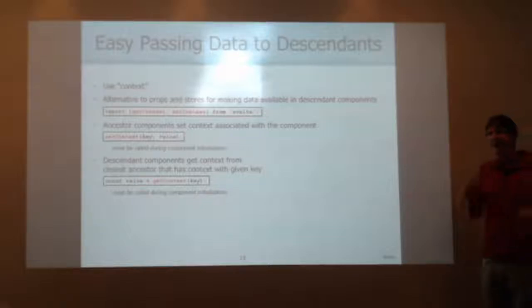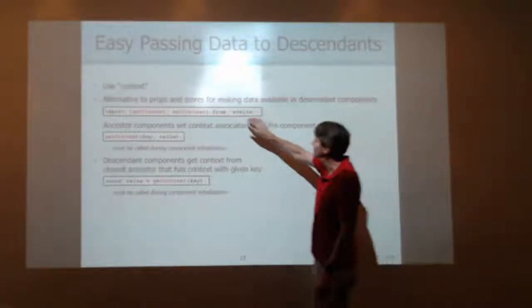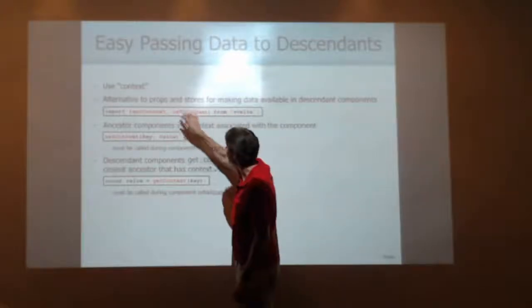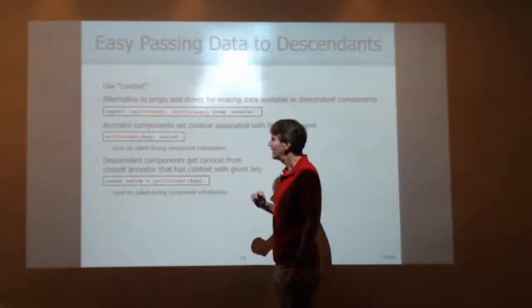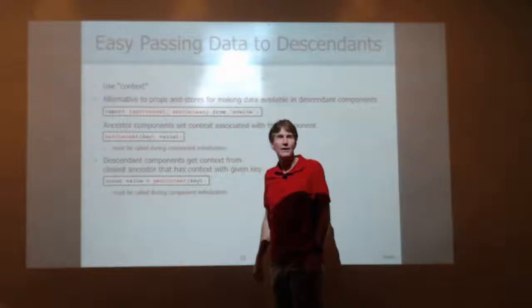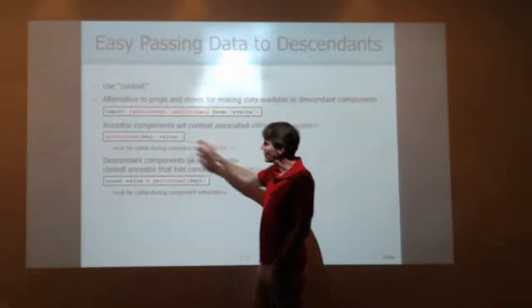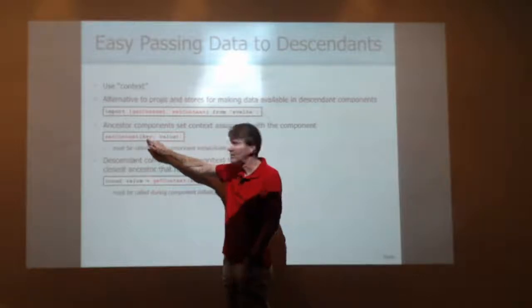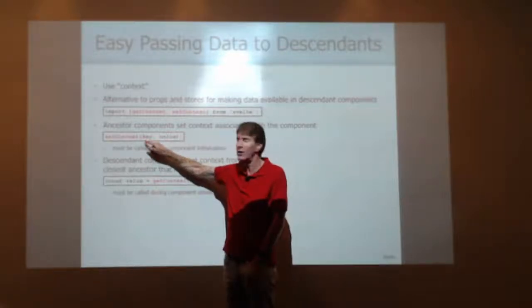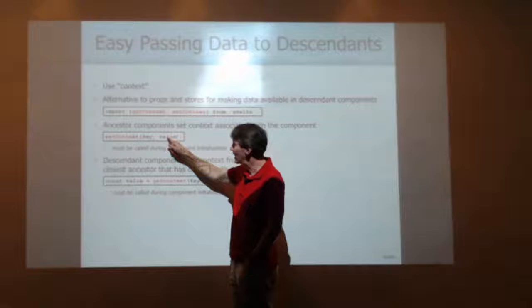Really easy to pass data from some component down to one of its descendants. All you have to do is go to the Svelte package and pull in getContext and setContext. Now, this is quite a bit different than context in React. It's quite a bit easier. An ancestor component can call setContext, and you give a name to this thing, whatever you want to call it, and then whatever you want the value to be.